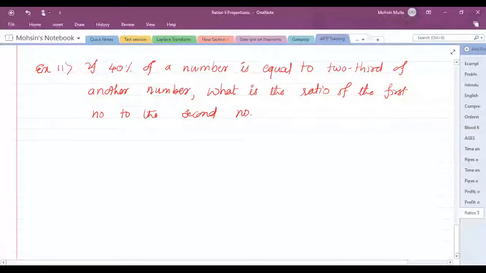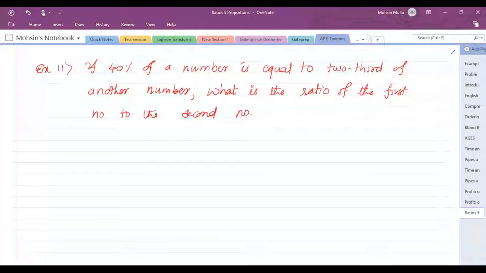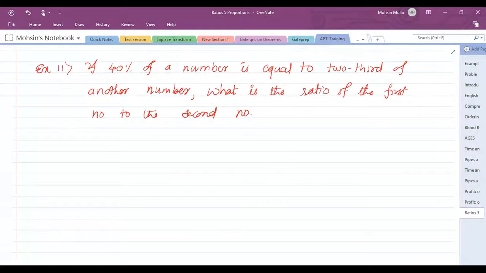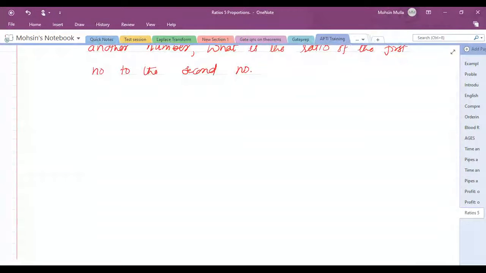Disha has got the answer 5:3. Arihant also got the answer 5 divided by 3. Meanwhile, I will write another example so that you take it as homework and solve it.